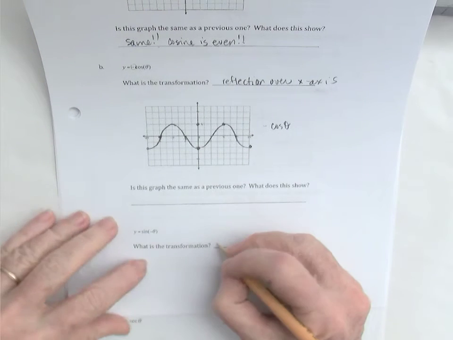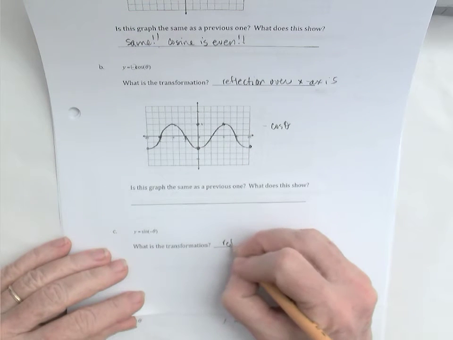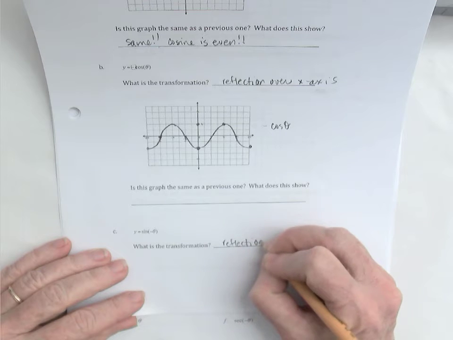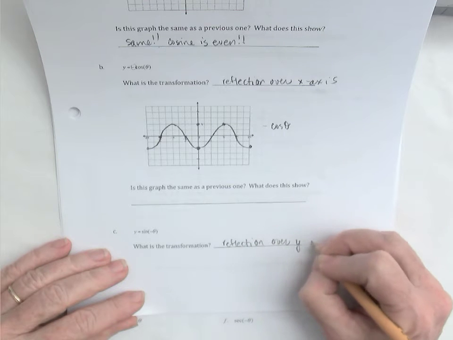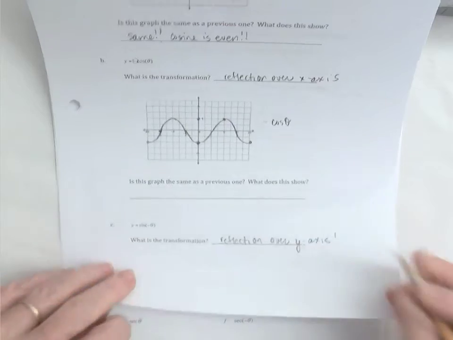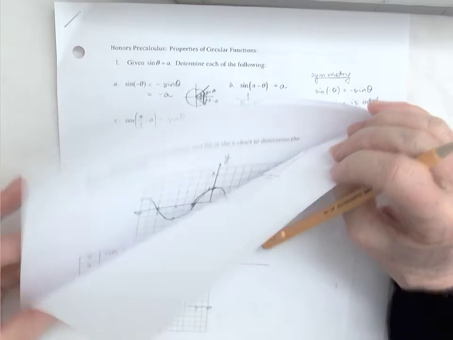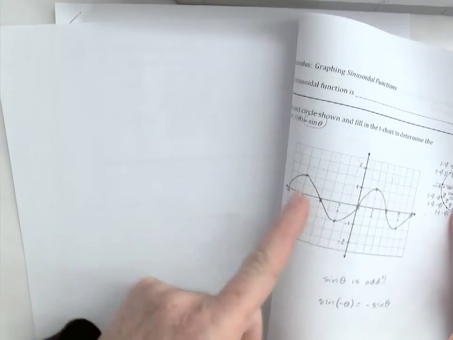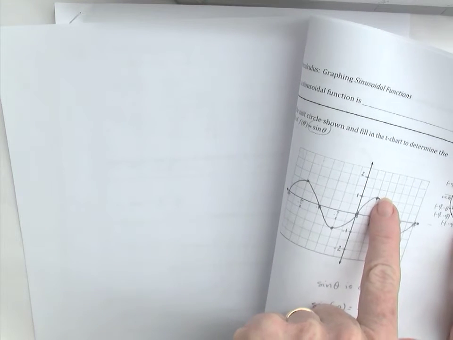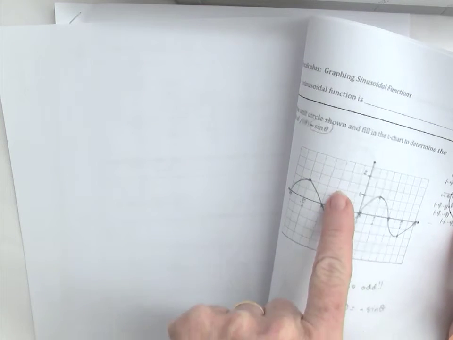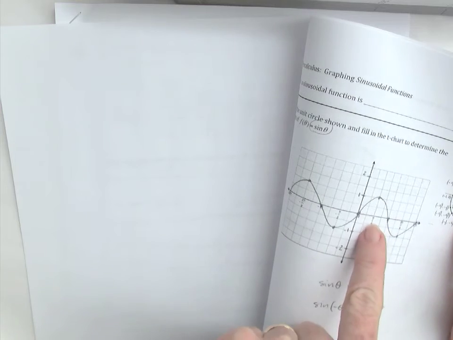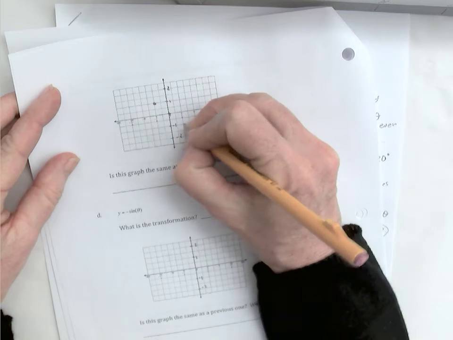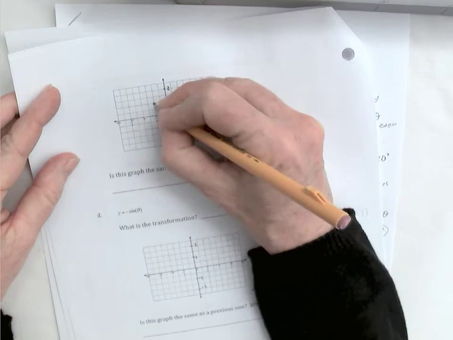Sine of negative theta, well, just as before, this is going to be a reflection over the y-axis. You remember reflections from Algebra 2. Sine of negative theta. I'm going to take my sine graph. Let's just remember what that looked like. Sine graph looks like this. And I'm just going to reflect it over the y-axis. So this point, which had been at pi over 2, 1, is going to be at negative pi over 2, 1. And everything's going to sort of follow.